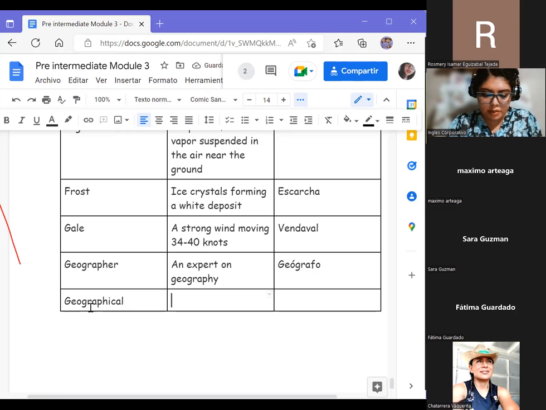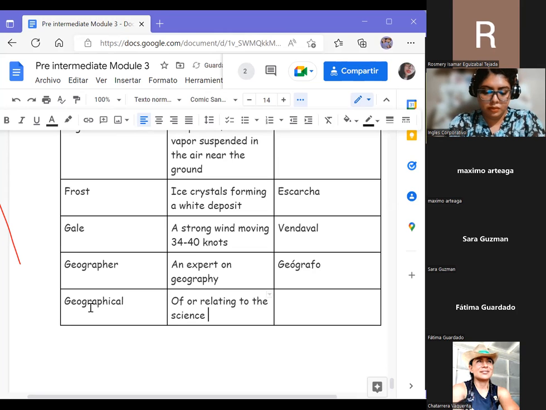So we have this one that is geographical. And it means of or relating to the science of geography. And this one means geográfico.